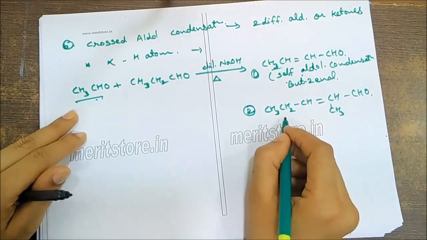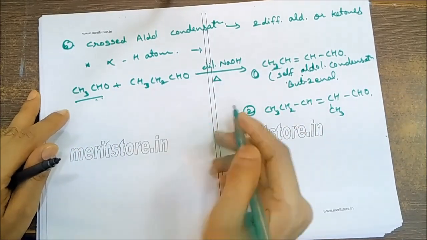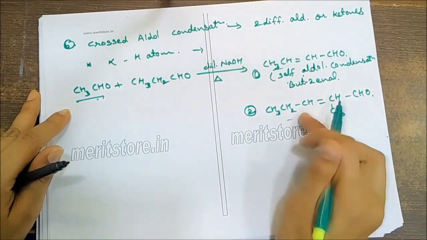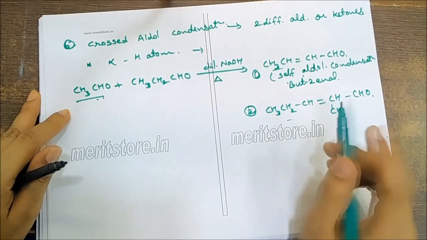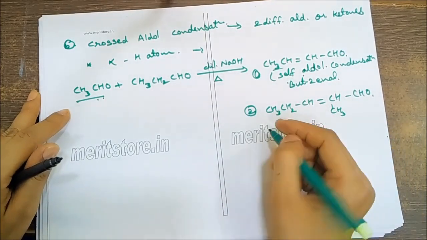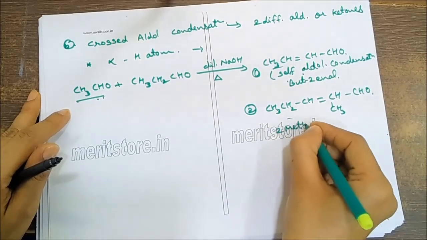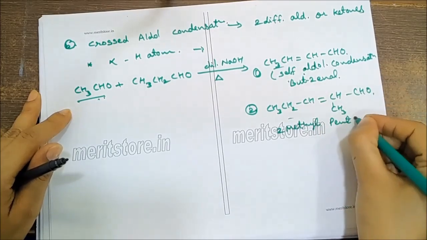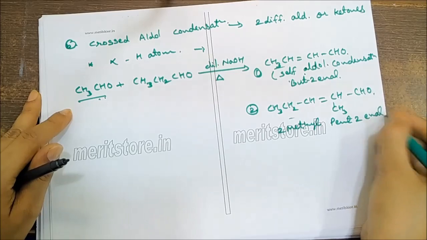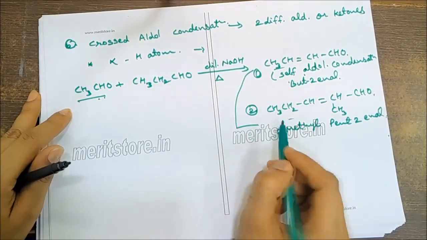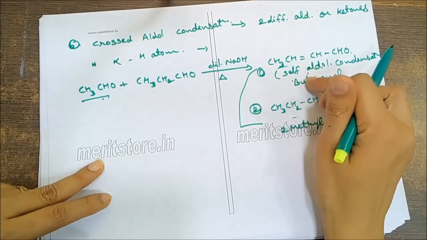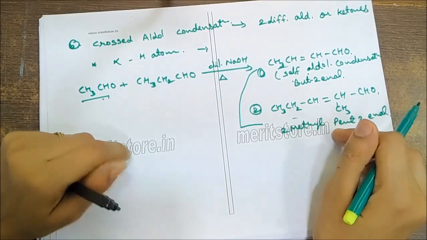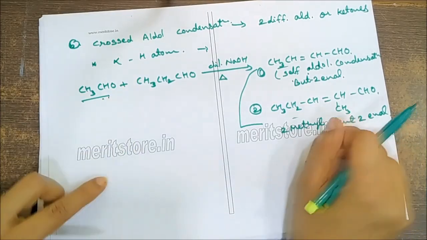This product we will be getting from propanaldehyde, and the aldol will be formed, and that aldol will remove one molecule of water, and it will become 2-methylpent-2-enal. Both the products are the result of self-aldol condensation. This is the self-aldol condensation of acetaldehyde, and this is from self-aldol condensation of propanaldehyde.